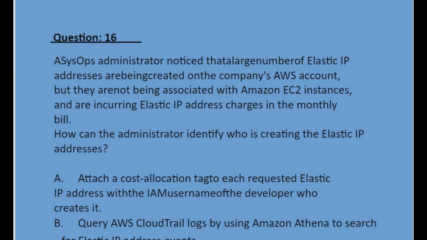Question is, a SysOps administrator noticed an alarm that a large number of Elastic IP addresses are being created on the company's AWS account, but they are not being associated with Amazon EC2 instances and are incurring Elastic IP address charges in the monthly bill. How can the administrator identify who is creating the Elastic IP addresses?